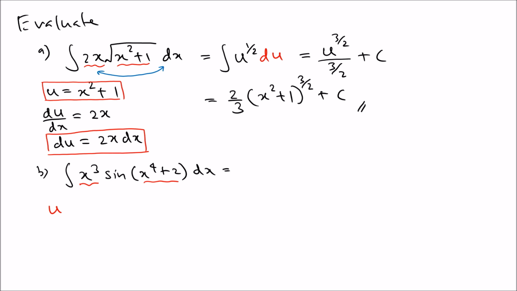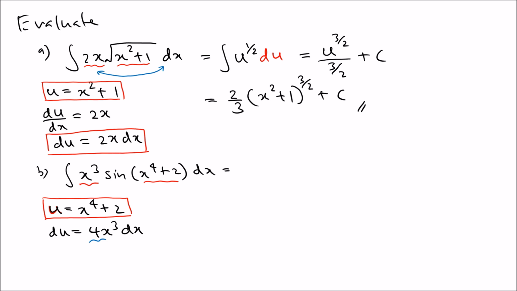So let's start with the substitution. u equals the inside function, x to the 4th plus 2, and then take the derivative. Once you take the derivative, you get 4x cubed dx. You write it like that, with dx, so you can avoid that extra step. So we have the substitution, and we also have the differential part. Now you can see that the 4 is missing.